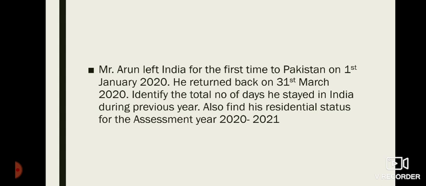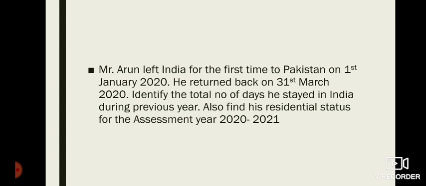2019 it starts, means on what date does it start? It starts on 1st April 2019 and it ends on 31st March 2020. Here you are provided information that on 1st January 2020 he left, means it is included in our previous year, right? Our previous year ends on 31st March 2020. He left on 1st January 2020 and he returned back on 31st March 2020.